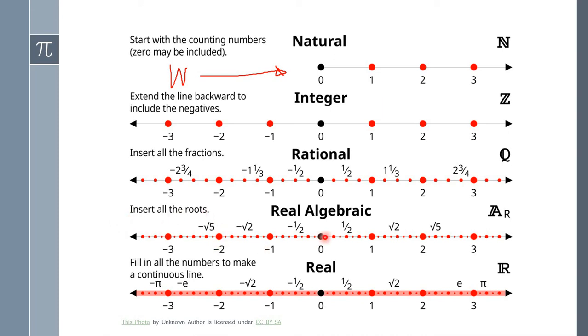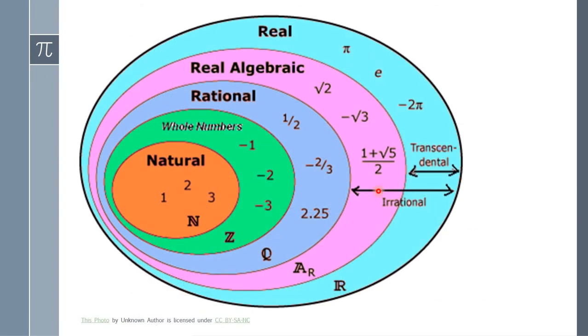Add all the roots and it becomes real algebraic. That is its symbol. Yeah, we find all the numbers to make a continuous line. Include the other numbers that make it a set of real numbers. Okay, so I'll show you a different figure encompassing all the kinds of numbers. So that's one Venn diagram, very familiar, no? You've been using it, and you have it also in sets.